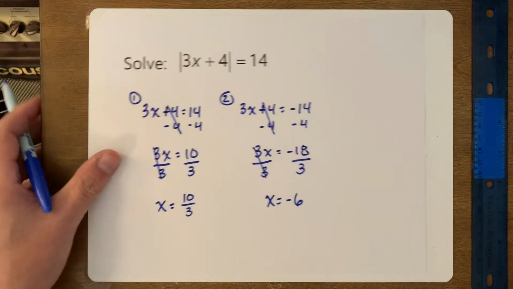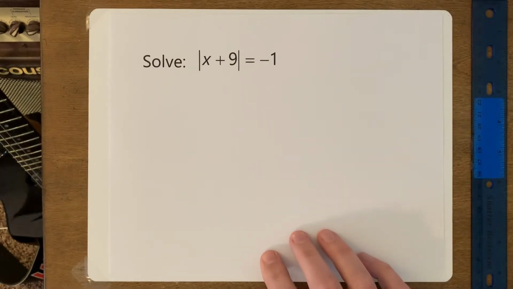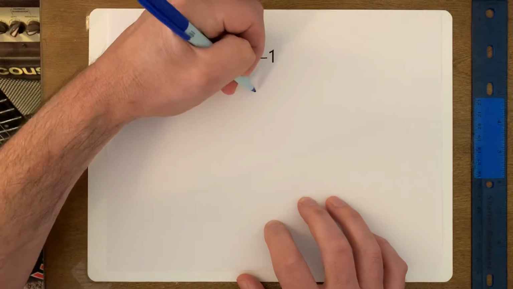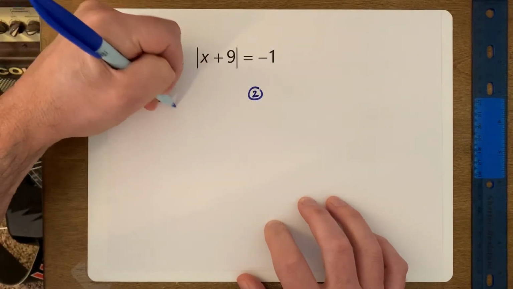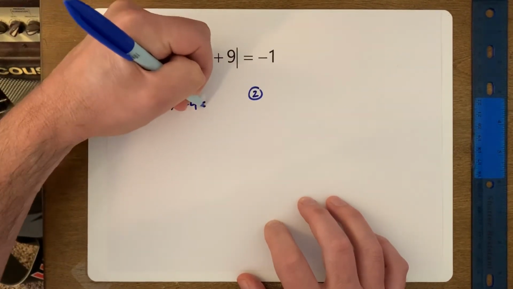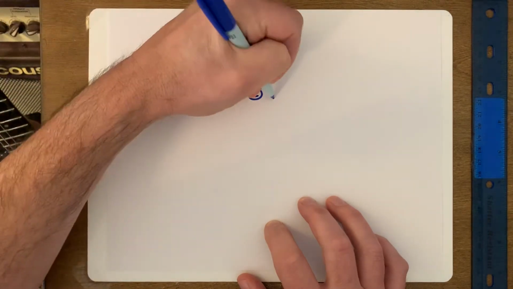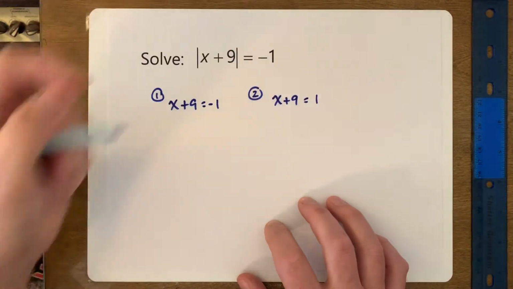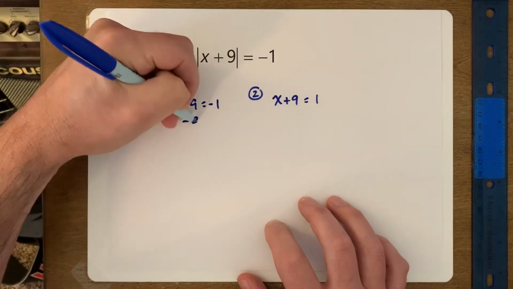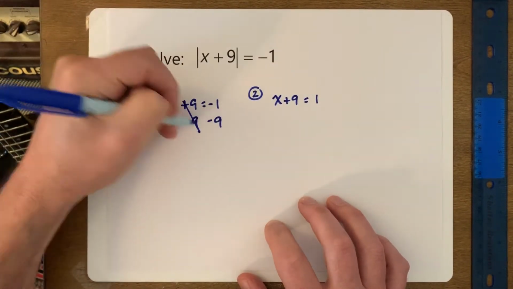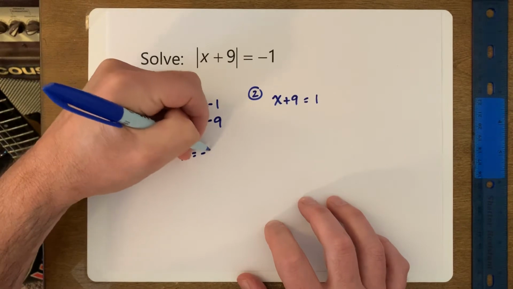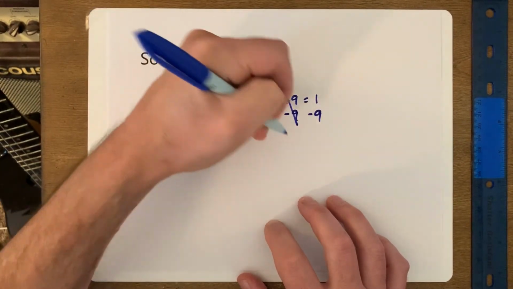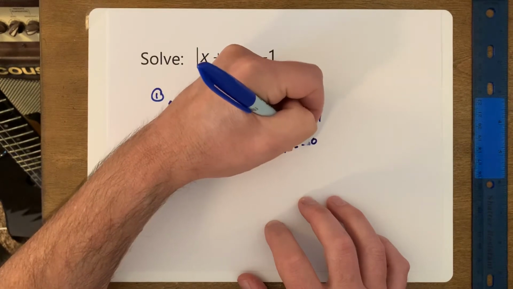All right, so here's our next one. The absolute value of x plus 9 is equal to negative 1. So here is equation number 1, equation number 2. So we have x plus 9 equals negative 1, and x plus 9 equals positive 1. So subtract 9, x is equal to negative 10. Over here, subtract 9, and x is equal to negative 8.